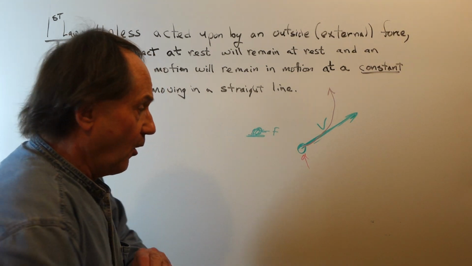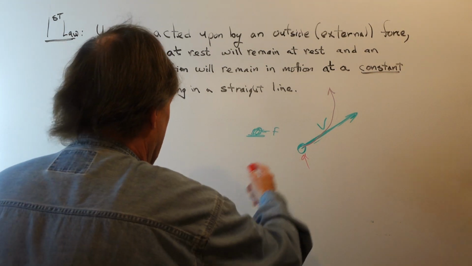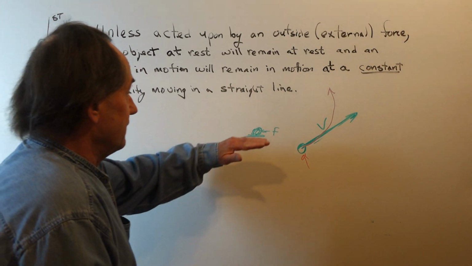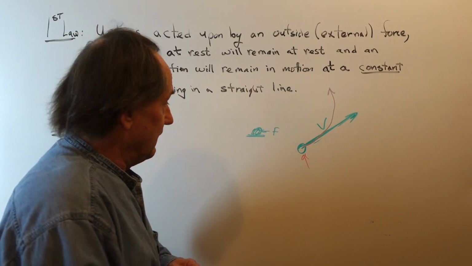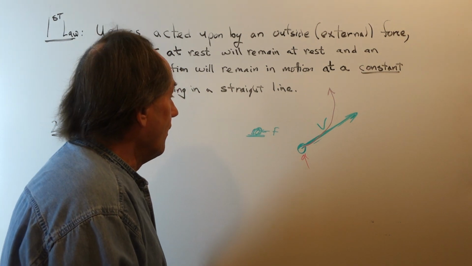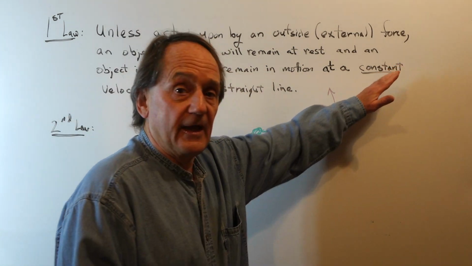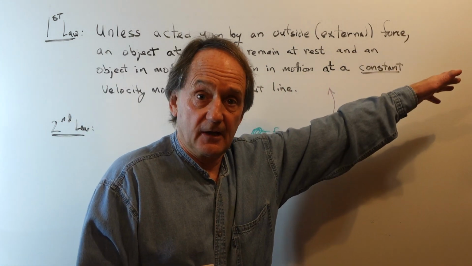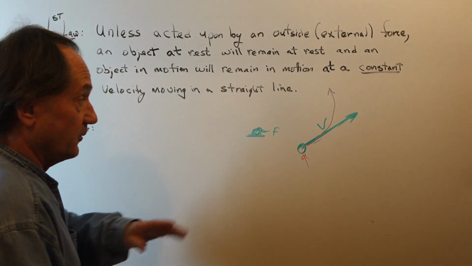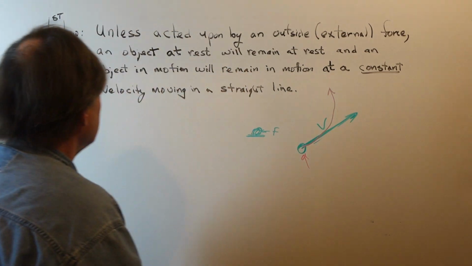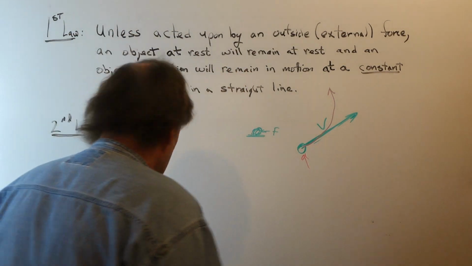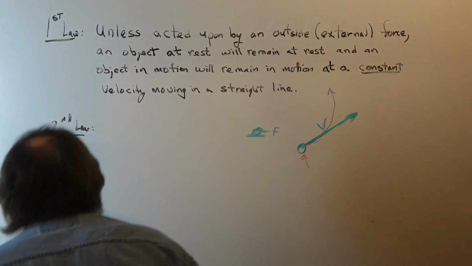As long as there's no net external force acting on an object, it will either remain at rest if it was initially at rest, or it will continue going at a constant velocity in a straight line forever and ever until there's some force acting on that object. So that's what we mean by the first law.